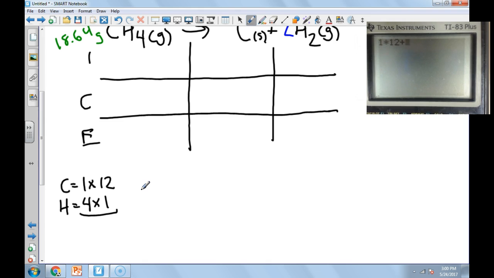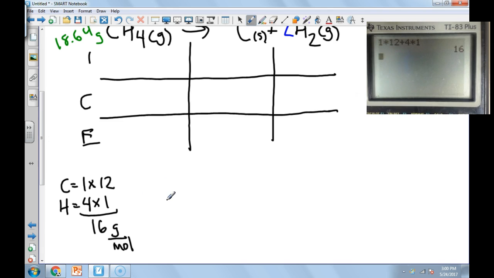And then we're going to go. And so this is equal to 16 grams per mole.